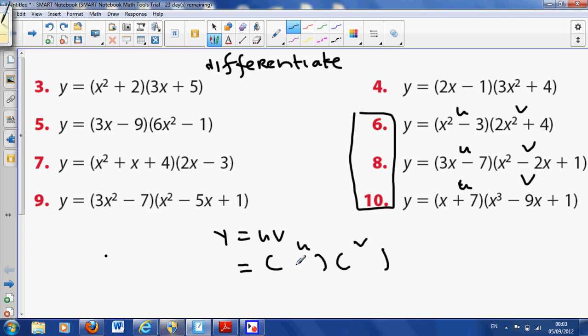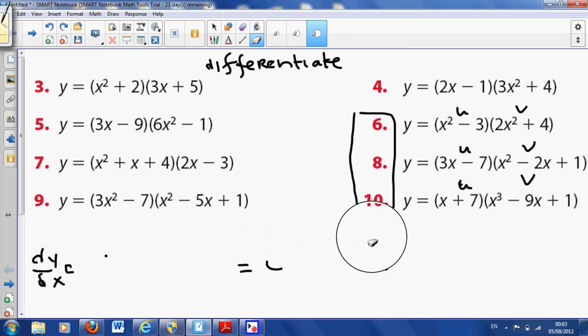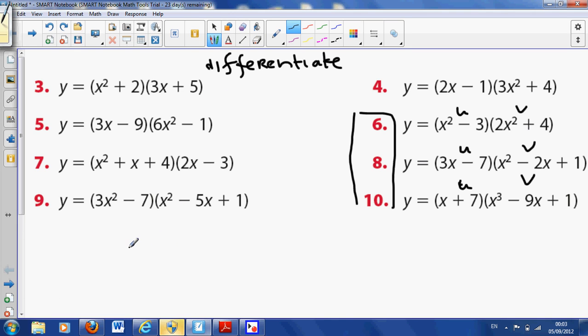Now, what we also got to do is we got to know the rule, right? So the rule for the product rule is dy dx equals, okay, so that isn't my best work there. So what we're going to do is we're going to write down the product rule, right? So the product rule is dy dx, which is the derivative, equals u times dv dx plus v times du dx.